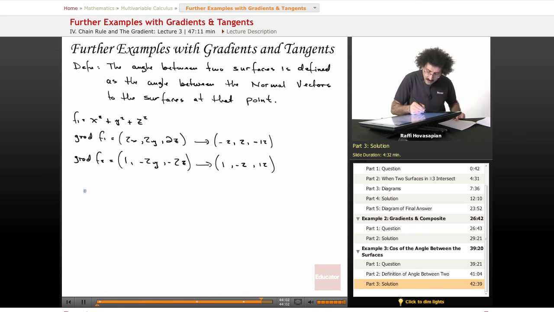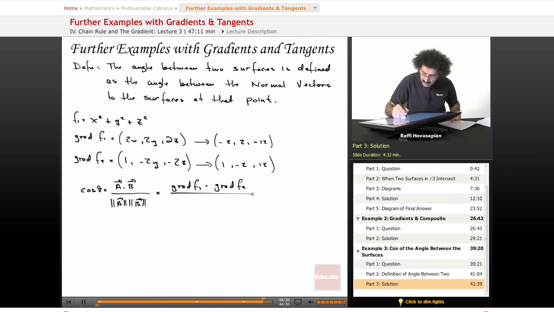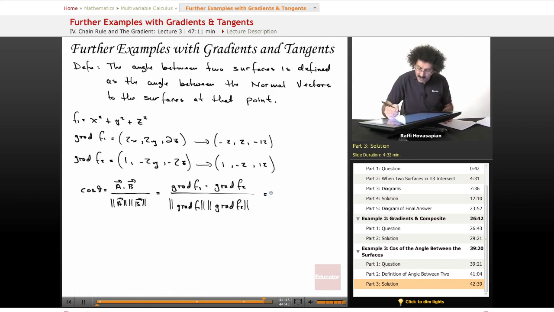Okay, now we know that the cosine of theta, remember, the cosine of the angle between two vectors A and B, is the dot product of those vectors divided by the product of the norms of those vectors. So that's our standard. What we have is the gradient of f1 dotted with the gradient of f2, divided by the norm of the gradient of f1 times the norm of the gradient of f2. Wow, look at all that crazy notation.